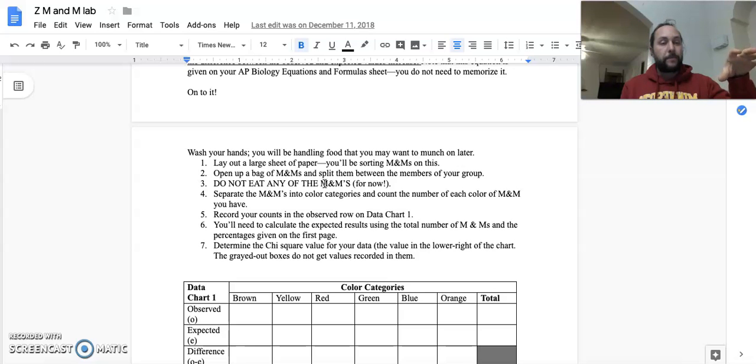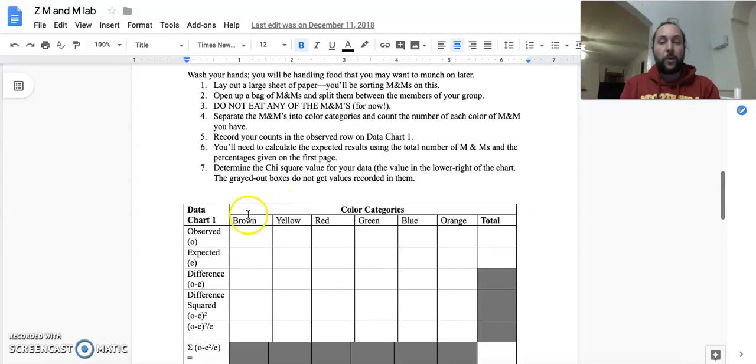Pile them up on a piece of paper in front of you. Share them. So every group should have a good pile of M&Ms in front of them. Don't eat any of them right now. Separate them into their color categories, and then record your counts here in this data table in the observed column. That's what you actually have.